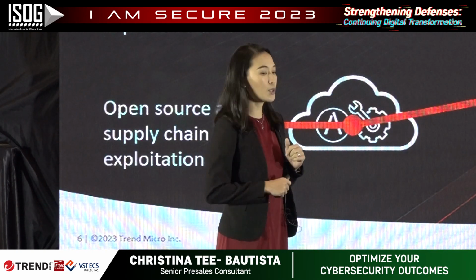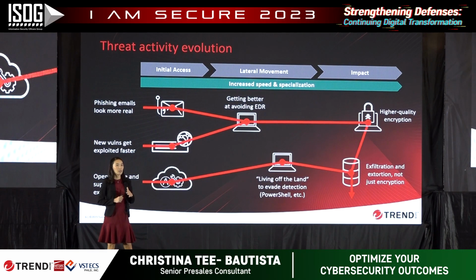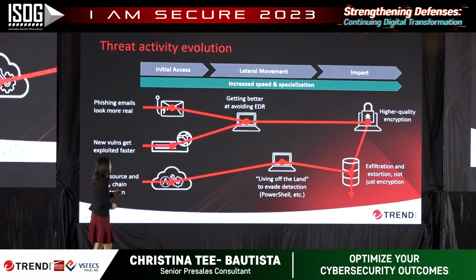So let's also take a look into the threat activity evolution. This is normally how a cyber attack is being conducted and how it becomes very successful. So we have here initial access, so it's either through a phishing email or through a vulnerability. Those are the top two threat vectors, phishing email and vulnerabilities. And of course, we also have what we call the open source and supply chain exploitation, which we have seen from the past maybe 2 to 3 years, supply chain attacks.